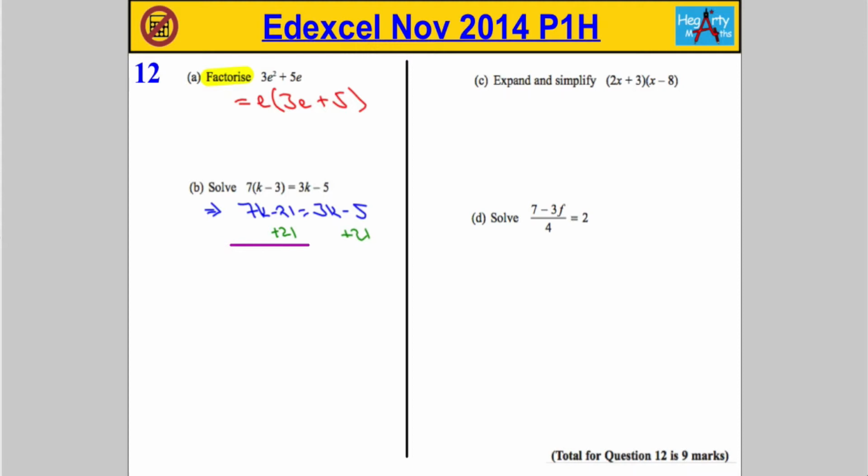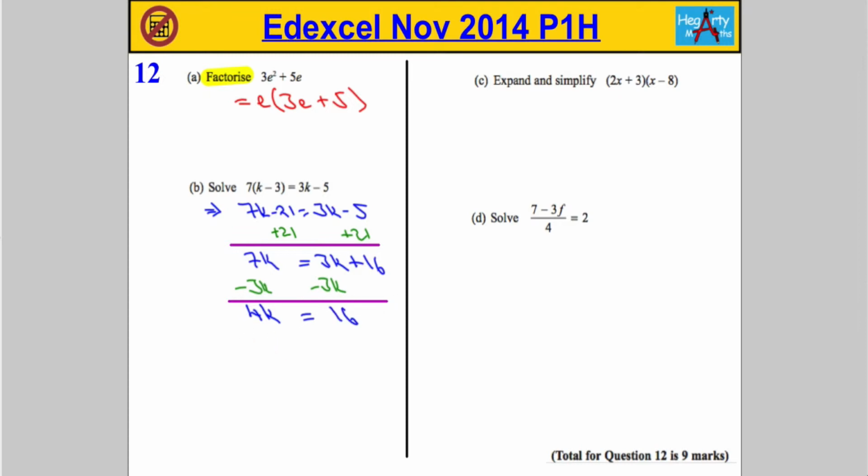And when we do that, we're going to get 7k equals 3k, and negative 5 plus 21 is plus 16. Next thing is to subtract 3k from both sides. And when we sort that part out, we're going to end up with 4k equals 16.